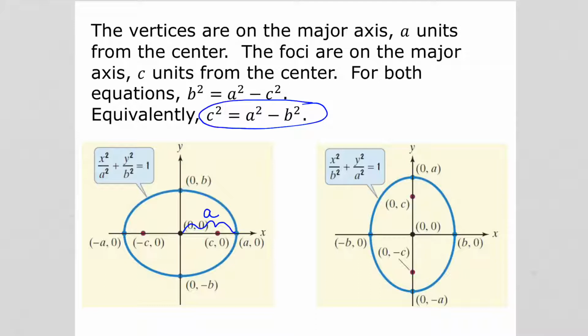B is this distance. It's the distance between the center and the minor axis vertex. C is this distance. It's the distance between the center and the foci. So both distances will be equal, but if it's centered at the origin, one will be negative on the x-axis and the other one will be positive. And we use this c squared equals a squared minus b squared to find c.